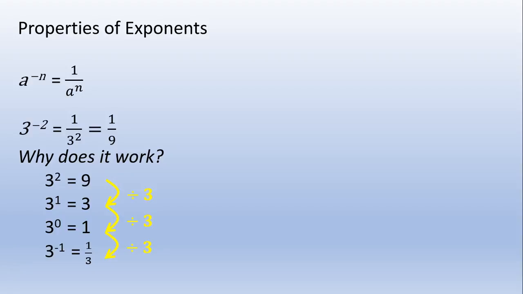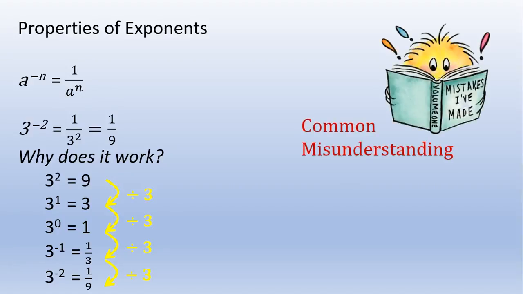And continuing the pattern, 3 to the negative 2 would have to be 1/3 divided by 3, which is 1/9. And after all, 9 is the same thing as 3 to the positive 2. The most common misunderstanding is thinking that negative exponents mean negative numbers. They don't. They mean reciprocals. So 3 to the negative 2 has to be 1 over 3 to the positive 2.